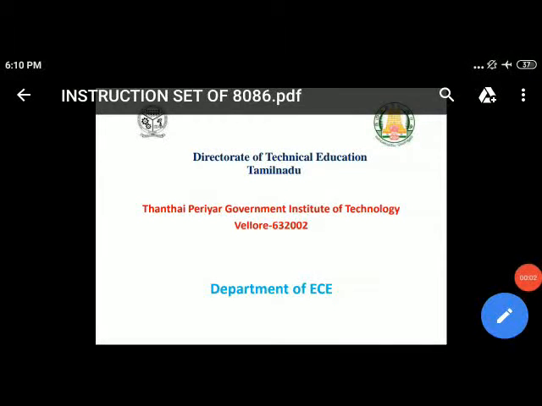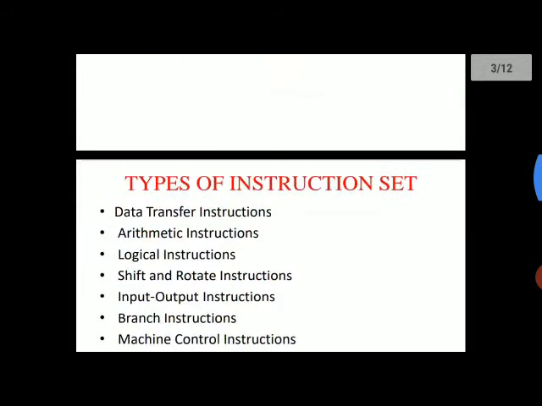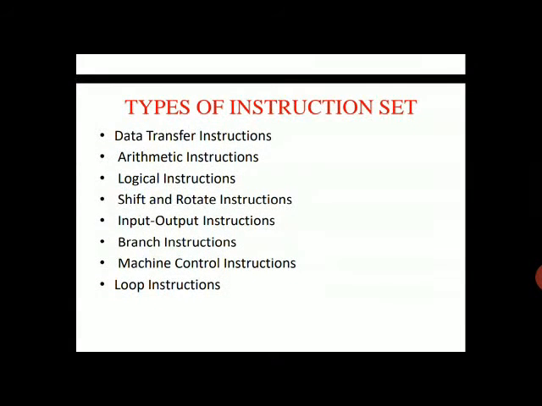Hi everyone. Our discussion topic is instruction set of 8086. What is instruction means? It is a set of commands given to the processor in order to perform certain operation. Now let us see the various classification of instruction set. It is classified into 8 main types.